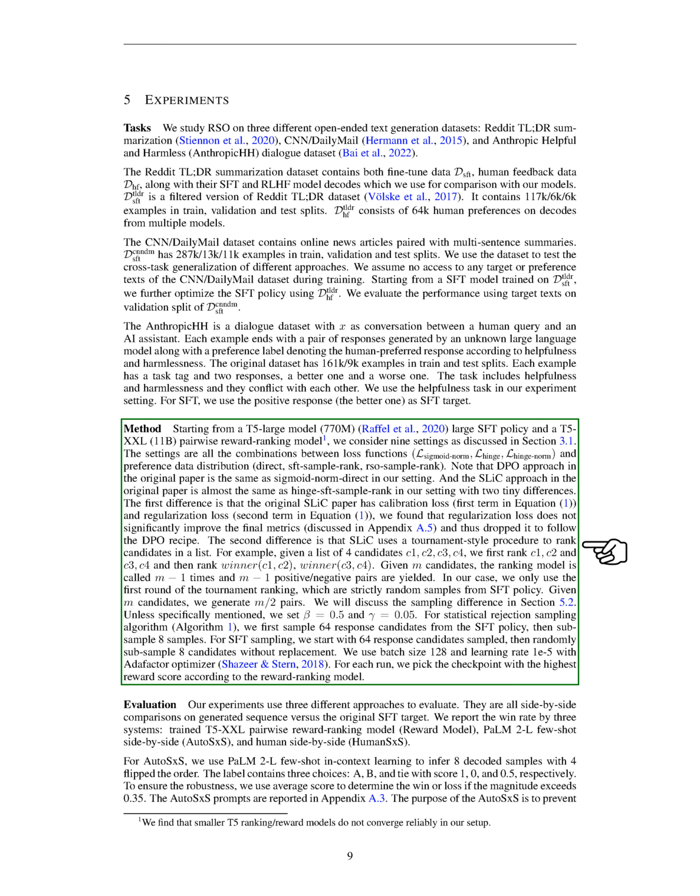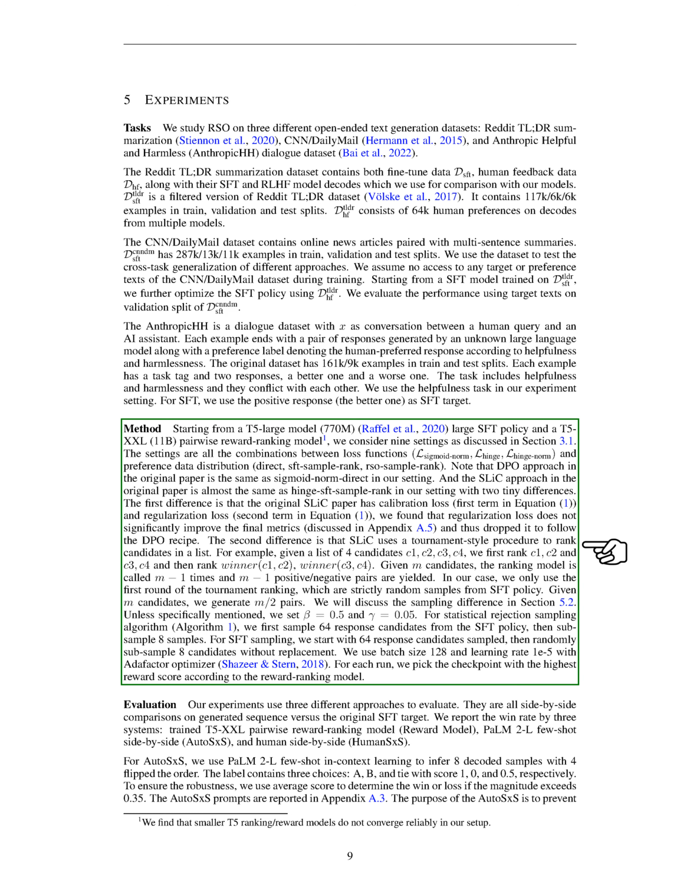Section. Method. Our method begins with a large T5 model and a T5XXL model, which we use to explore 9 different settings. These settings are combinations of 3 types of loss functions and 3 types of preference data distribution. The DPO approach from the original paper is equivalent to our sigmoid norm direct setting, while the SLIC approach is similar to our Hinge SFT sample rank setting, with a couple of minor differences.